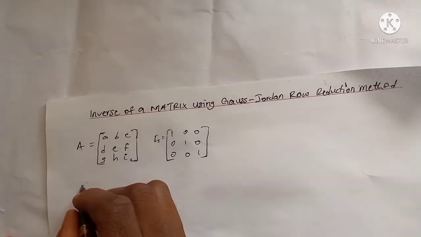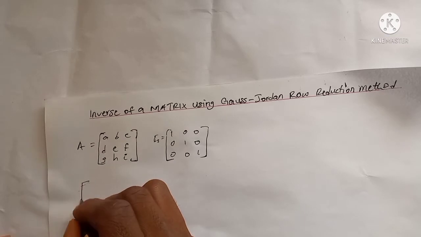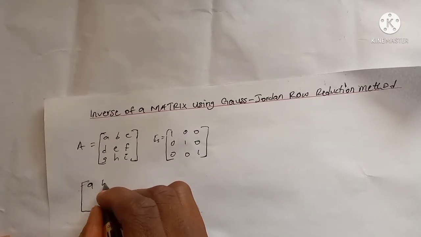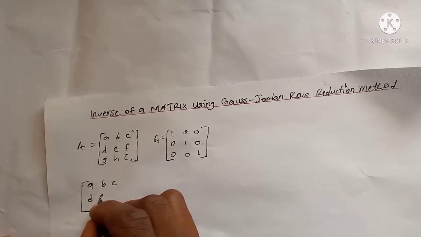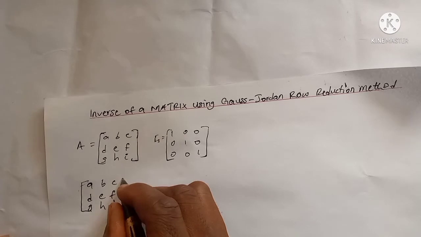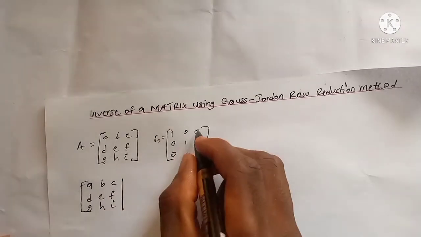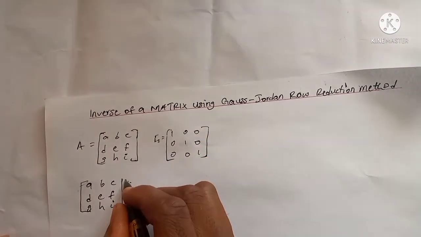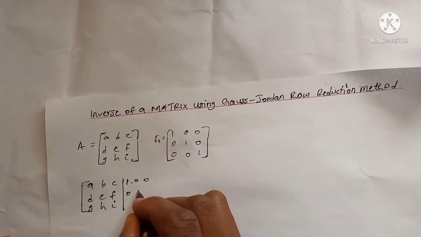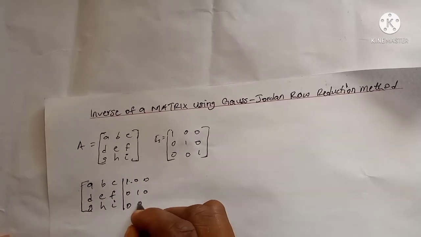Now, how do you augment this matrix? We augment it by writing it like this: D, E, F, G, H, and I. Then we draw a straight line. Then put this identity matrix inside it. This is 1 0 0, 0 1 0, and 0 0 1.